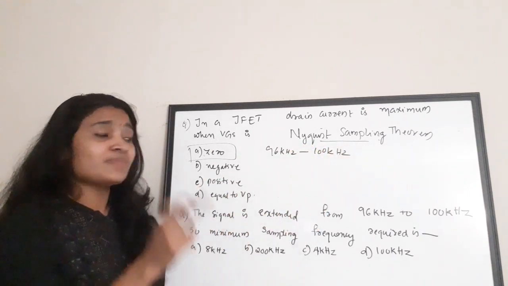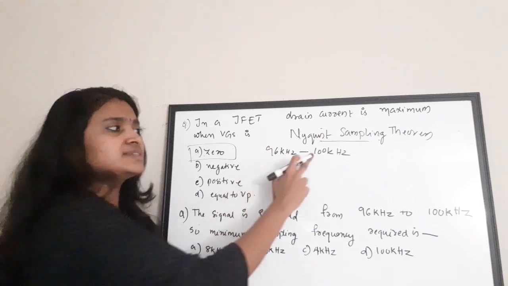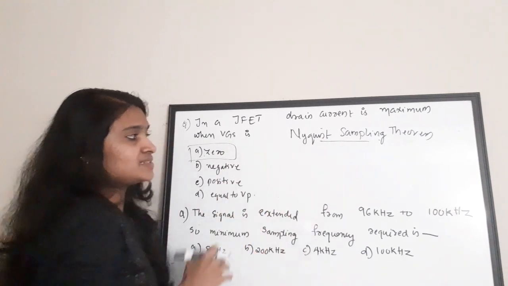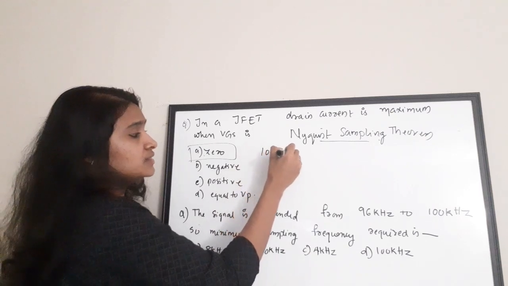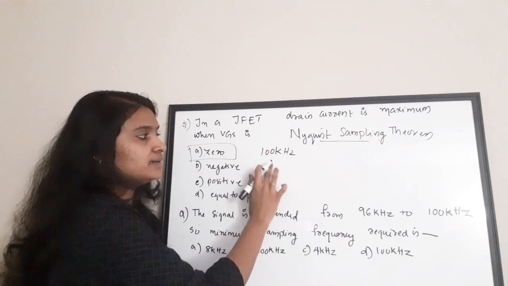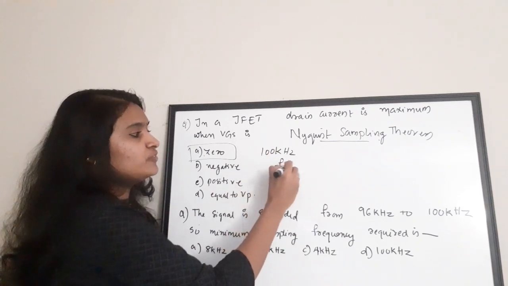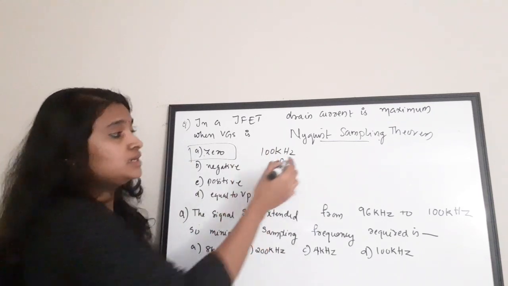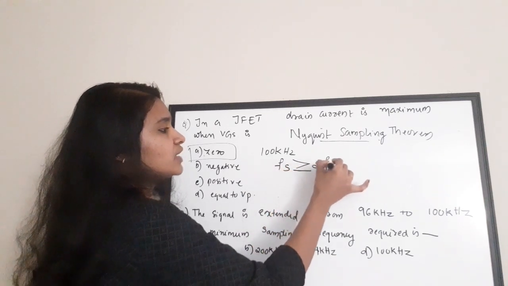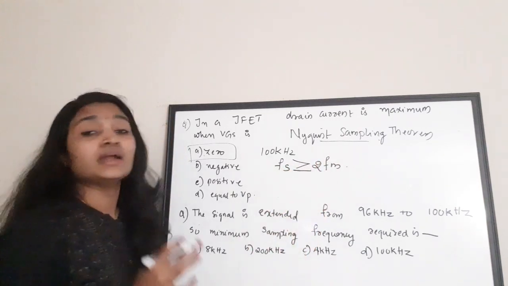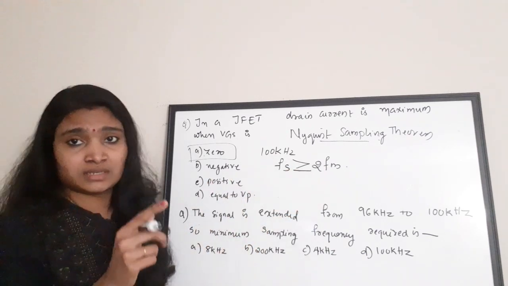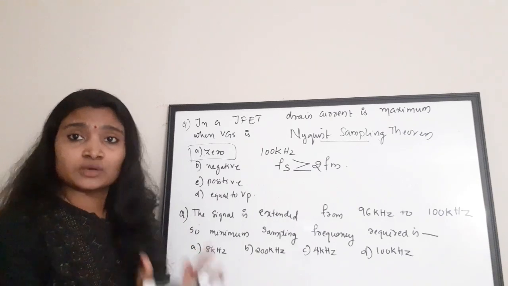Now what is the maximum frequency of the signal? It is 100 kilohertz, right? Since it is extended from 96 to 100, the maximum frequency is 100 kilohertz. Now if you are sampling this 100 kilohertz signal, then Fs, the sampling frequency, should be greater than or equal to 2 Fm, where Fm is 100. Equal to 2 Fm is the minimum frequency required. It should be greater than or equal to.